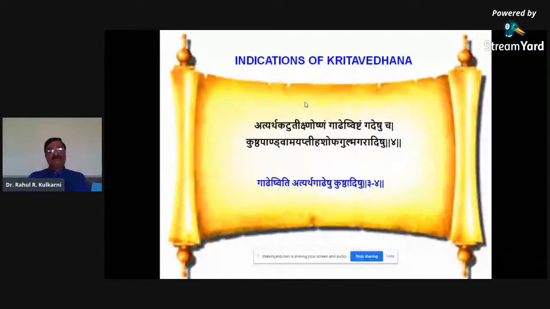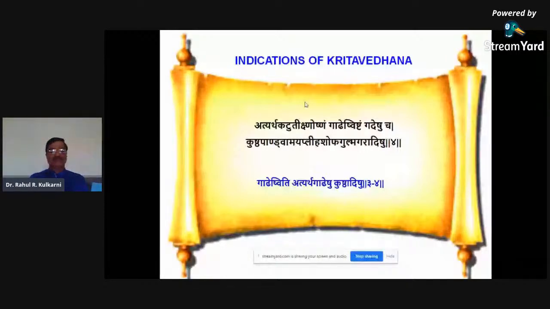So the indications and properties of Krutavedana: atyartha katu tikshnoshnam gada vishtam gadeshu cha kushta pandvamayam pliha shofa gulmo daradishu. Here it is atyartha katu, tikshna and ushna. Generally vamaka dravyas are ushna and tikshna, but this Krutavedana is mentioned as atyartha katu tikshna ushna, meaning it has ushna and tikshna utkarsha bhavas compared to other vamaka dravyas.